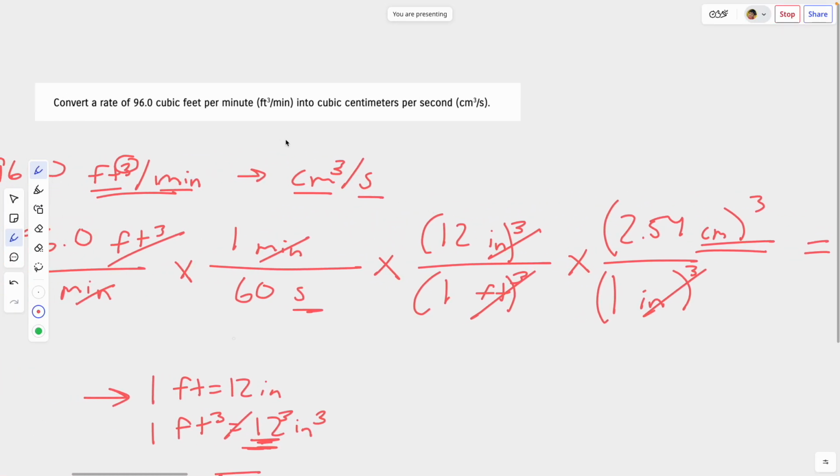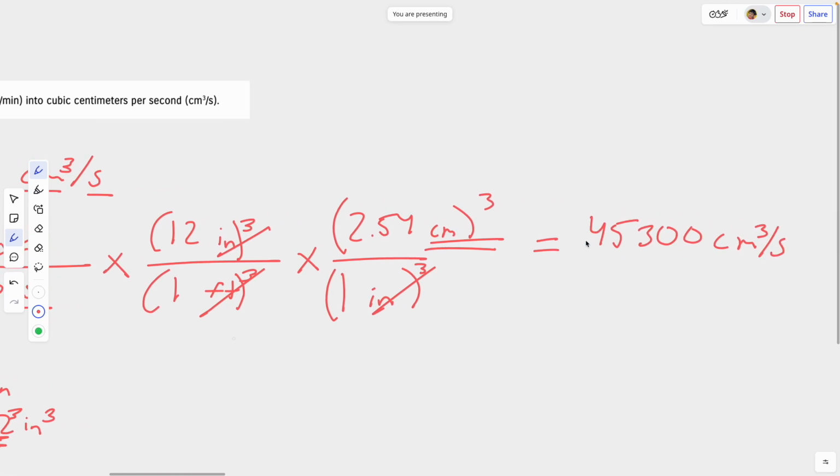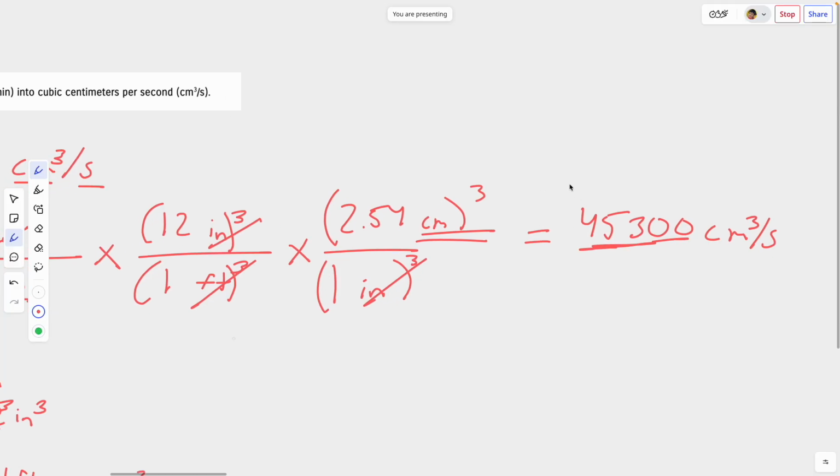So take a look here. In our question, we're given 96.0 cubic feet. Since we're in a chemistry class, we're going to have to pay attention to the significant figures. The number of sig figs in our given value is 3. So that means our final answer should match that, and we should have 3. So we only have 3 over here. These zeros aren't part of the significant figures. So this is our final answer for this problem.